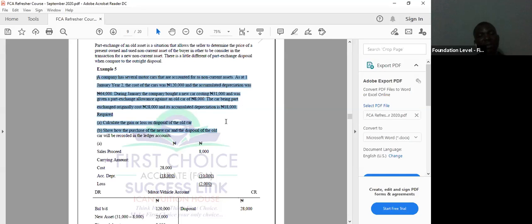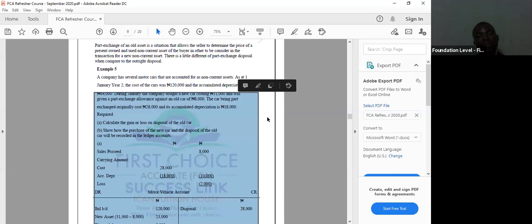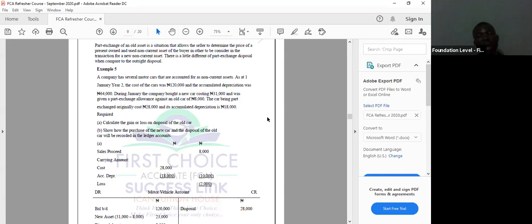Required: A. Calculate the gain or loss on disposal of the old car. B. Show how the purchase of the new car and the disposal of the old car will be recorded in the ledger accounts. So this time around, there's a part exchange. What he's saying is that a motor vehicle was let go and a new motor vehicle was given for 31,000. So we need to calculate whether there is a gain or loss on it.